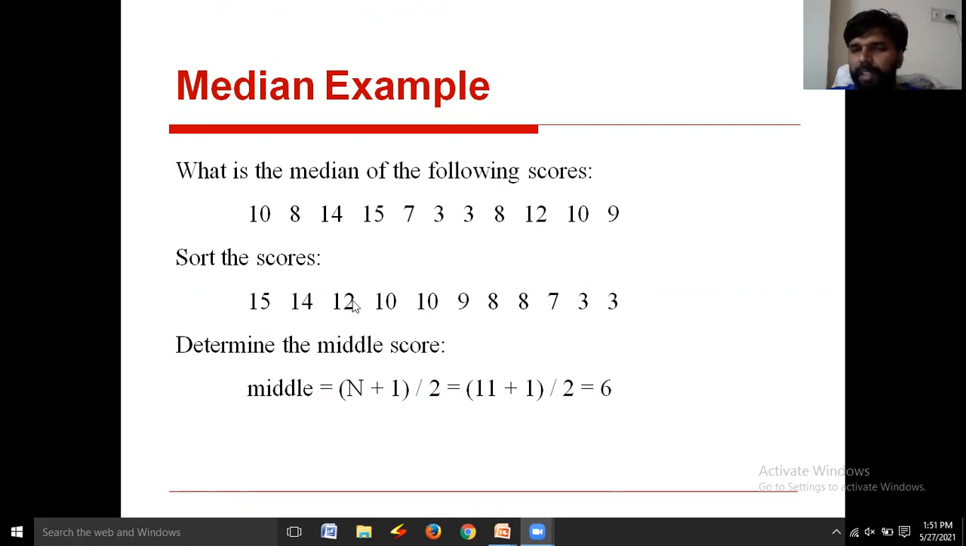Total N value is 11. 11 plus 1 is 12, and 12 by 2 is 6. Then the sixth index: this is the first index element, second, third, fourth, fifth, and the sixth index element is 9. While finding the element by using this formula, you need to remember you must compare with the sorted order list only. Don't compare with the input list.